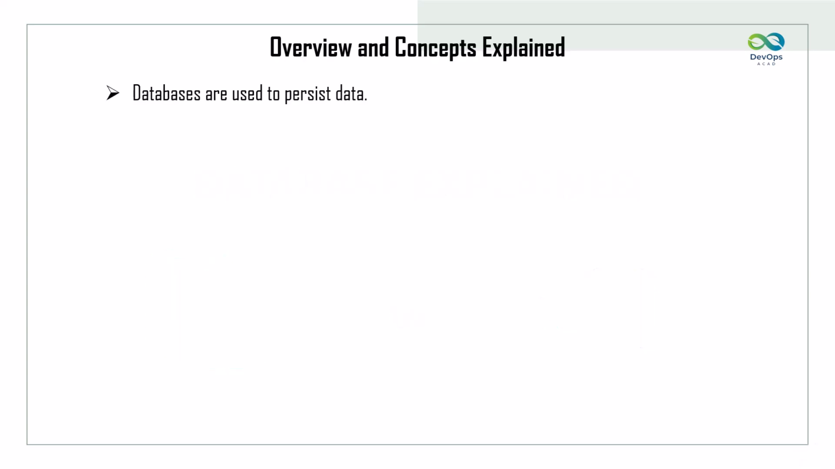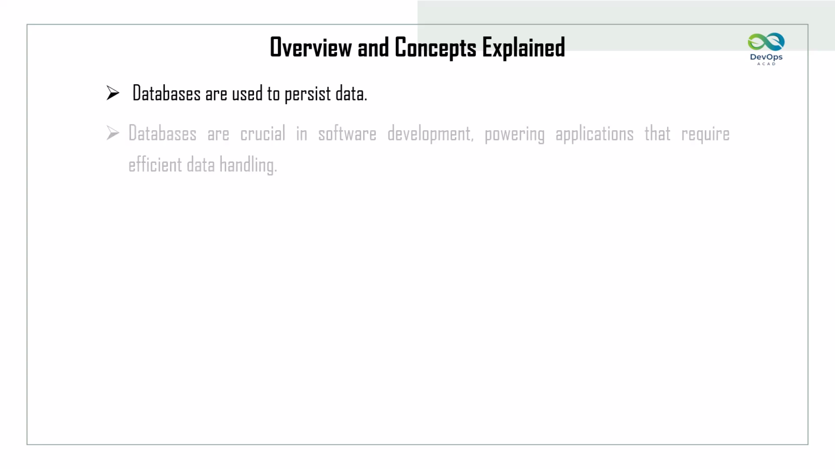Now, basically, databases are used to persist data. That is one thing that we must understand very clearly. So databases are what? They are used to persist data. With a database, you can of course update a record, create a new record, delete a record. But the most important thing that we need to understand is that it is used to persist data. That is very, very important for us to understand.